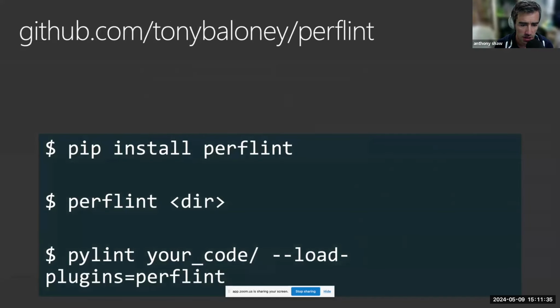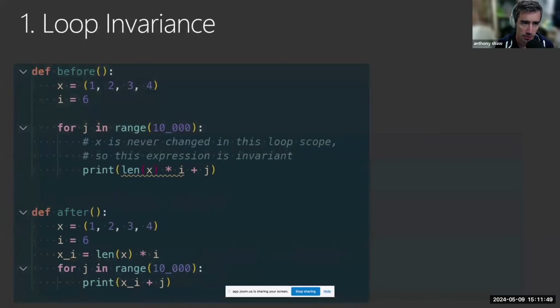So there are some other things you can do. I have a package called perflint. It's a PyLint extension that highlights some of the rules that I'm going to go through today. These are quite specific, and they're just general optimizations you can make to Python code. One of these is something called loop invariance. In other languages, so in C and C++, the compiler does this for you.